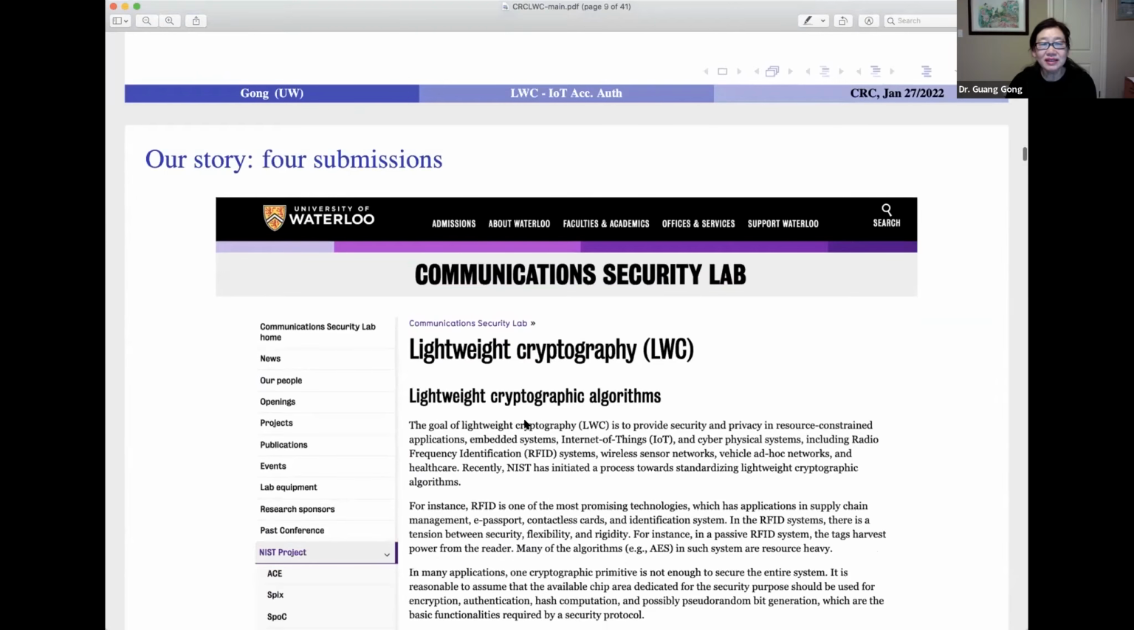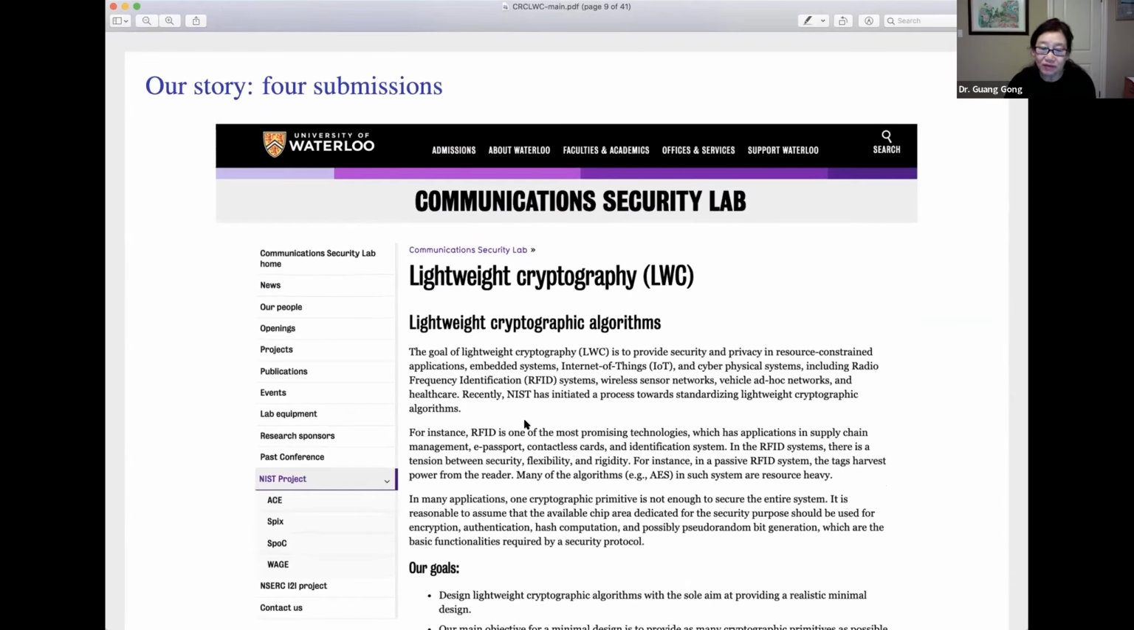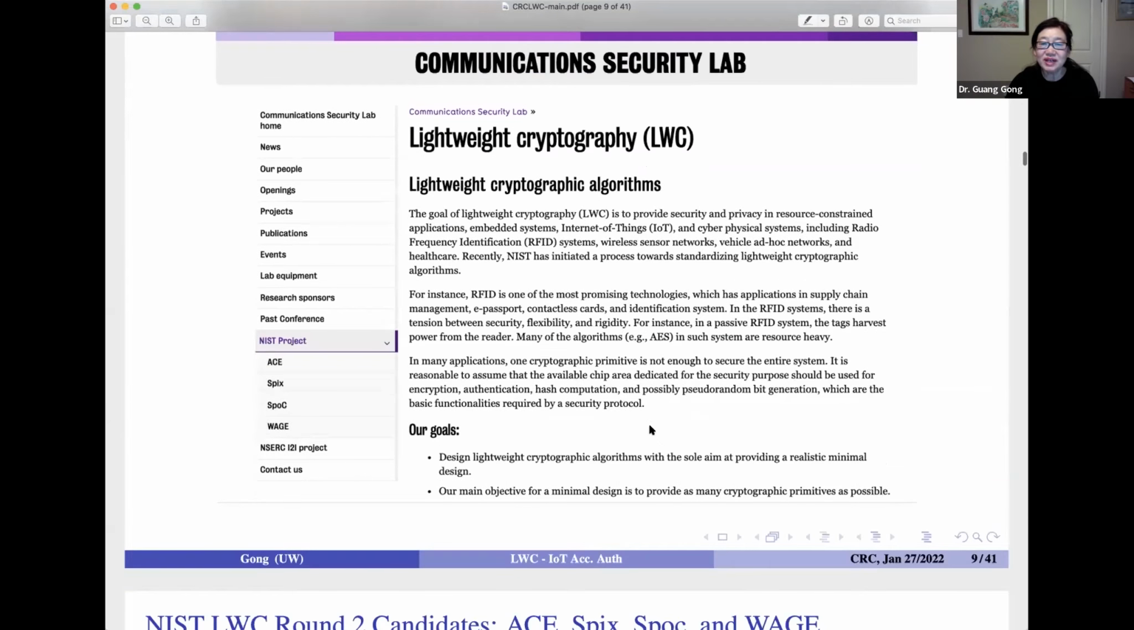Okay, so let's look at our story. We submitted 4 ciphers. Basically, we should consider just 2 different ones. However, NIST explicitly said if you have different parameters, then you have to submit them as a separate algorithm. So that's why we come out with 4 submissions.